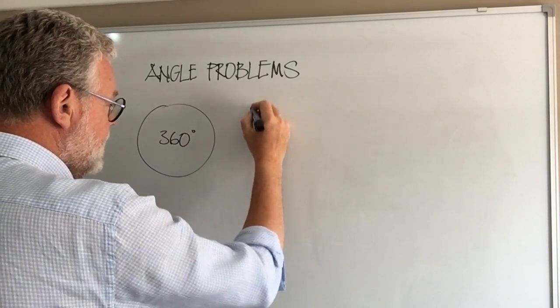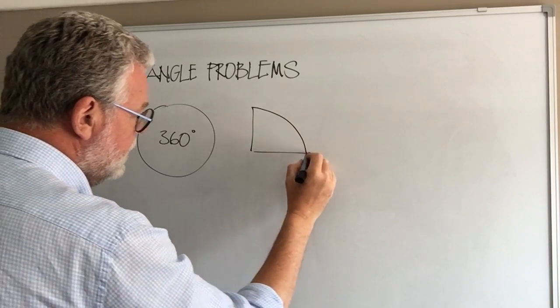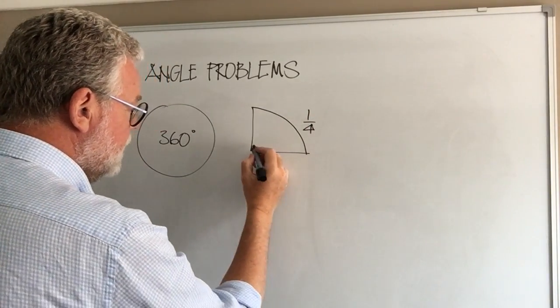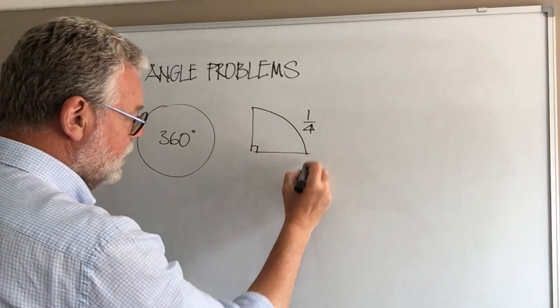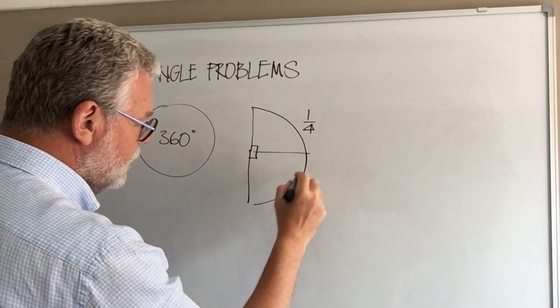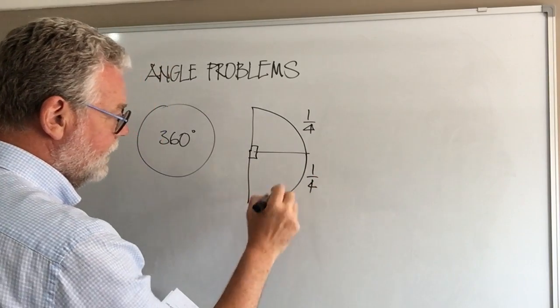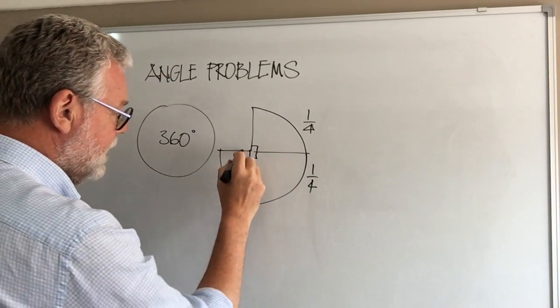Well, if we took a point there and said, right, I'm going to do a quarter of a turn, we know that gives us a 90-degree angle. If I did half a turn, I add another quarter, and that gives me 180 degrees. Oh, that's not very good, but you can see what I'm getting at.